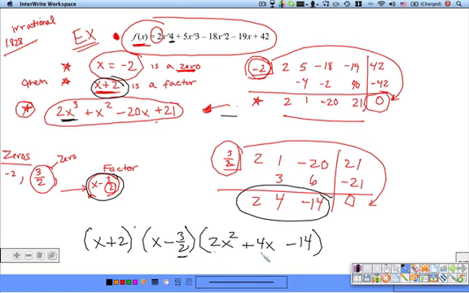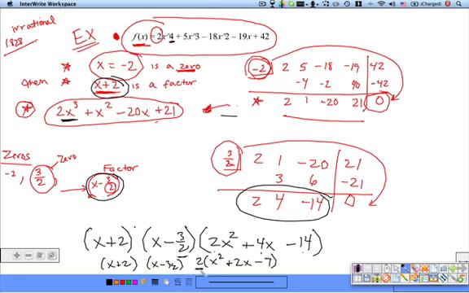Look at these 3 terms. Do you notice anything? You notice that 2 is common in all 3 terms. So what I'm going to do is pull that 2 out. 2 times x squared plus 2x minus 7. And then I'm still going to have x minus 3 halves and x plus 2. That looks ugly though, right?